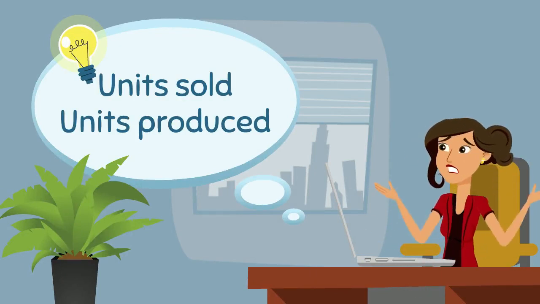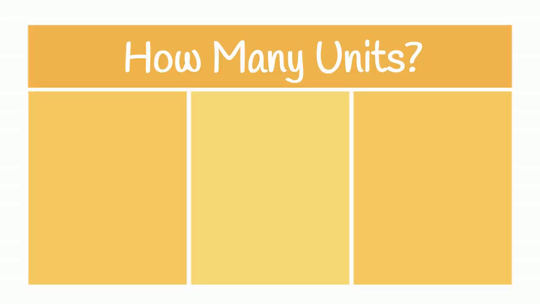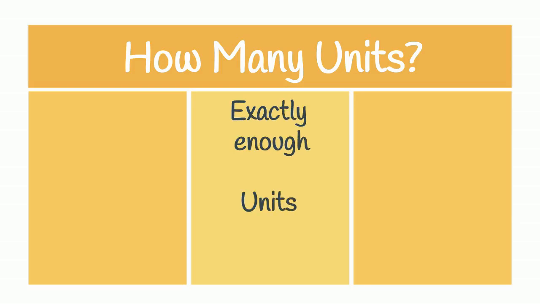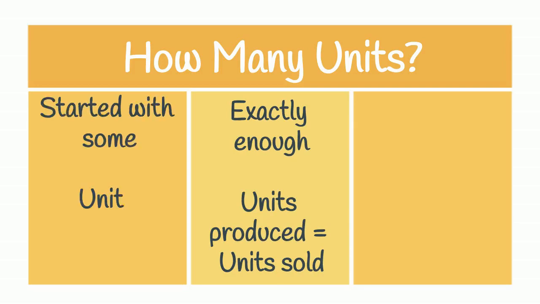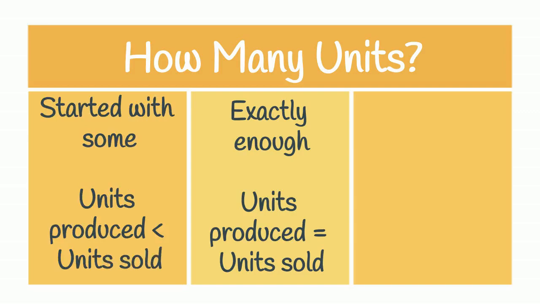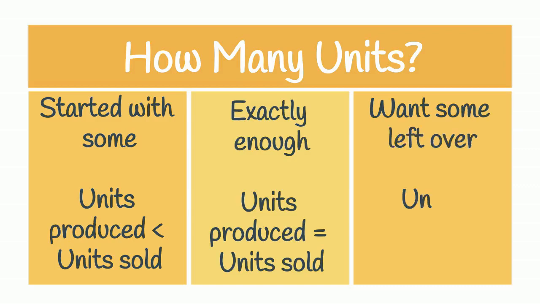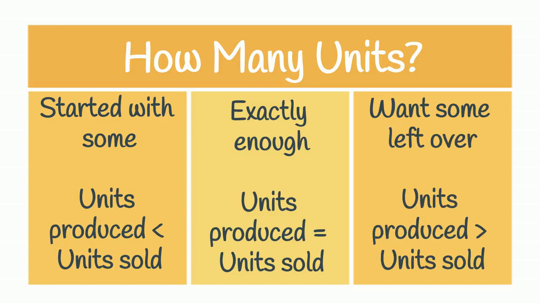Not necessarily. If the company only wants to produce exactly the number they plan to sell, then units sold and units produced would be the same. However, if the company had some units left over from last period that they didn't sell, they wouldn't need to make as much this period. Also, if the company wants to have some extra units left over at the end of the period, they would need to make more this period than the number they want to sell.